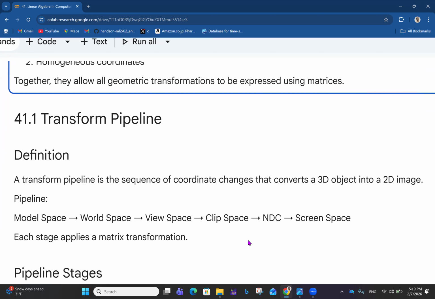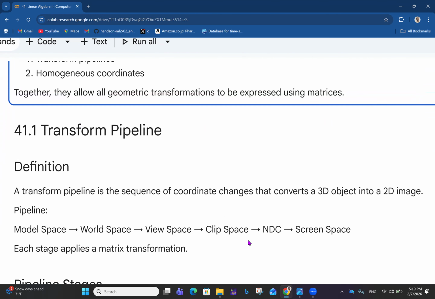So let's start by looking at the transform pipeline. A transform pipeline is the sequence of coordinate changes that converts a 3D object into a 2D image. The transform pipeline can be shown as starting from model space, then world space, then view space, clip space, NDC, and then screen space. Each stage applies a matrix transformation. So once an object is rotating, for instance, there are so many shape changes happening right there.